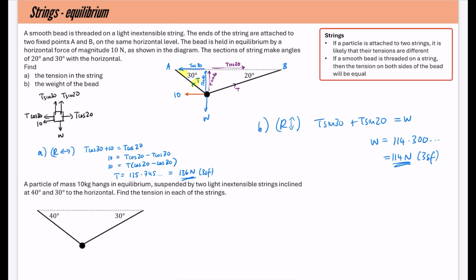Notice how I asked for the weight and not the mass. Weight just means we don't need a g with it. If it said find the mass, we'd then have to take that and divide it by 9.8, and we'd get that the mass is like 11.7 kilograms.